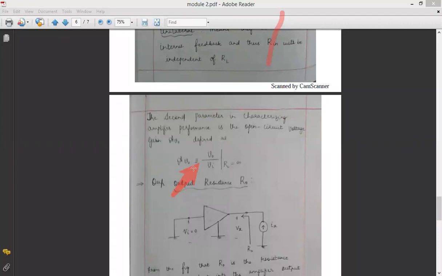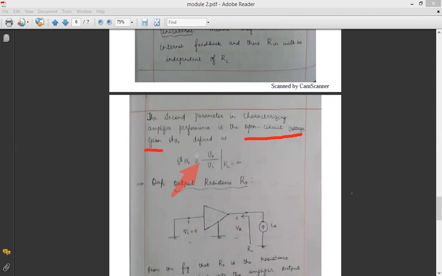Understood? So what does AV naught represent, Shreyas? AV naught or AVO represents what? The amplifier's voltage, ma'am. Voltage gain. You have to say open circuit voltage gain. A represents gain, and the O or naught represents open.